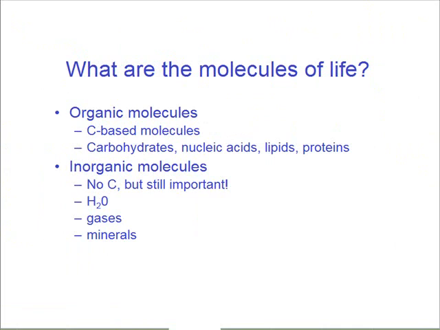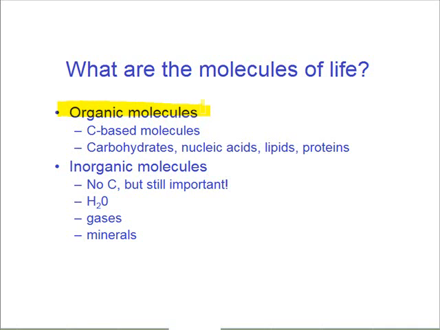So what are all these different molecules of life that were formed? Well, we can broadly define them into two categories. There are those called organic molecules, and these are all of the molecules that have at least one carbon atom present somewhere in the molecule.